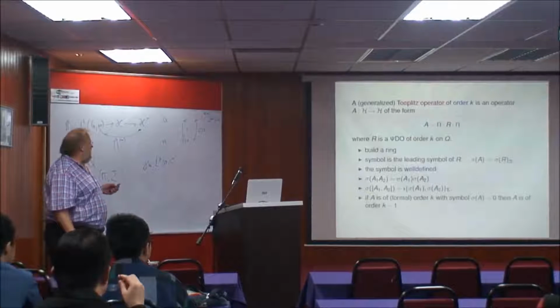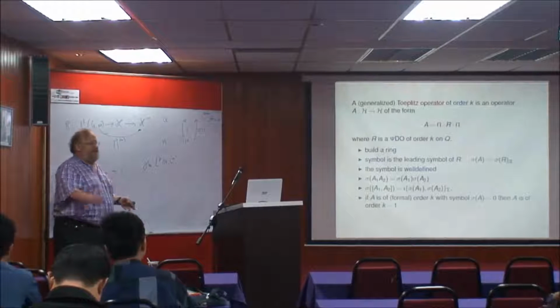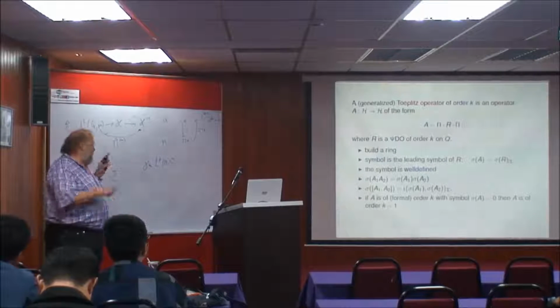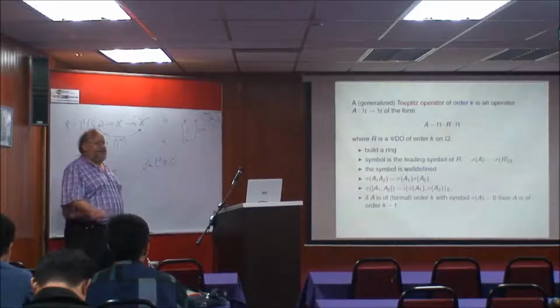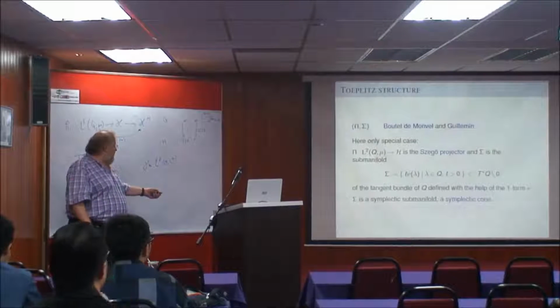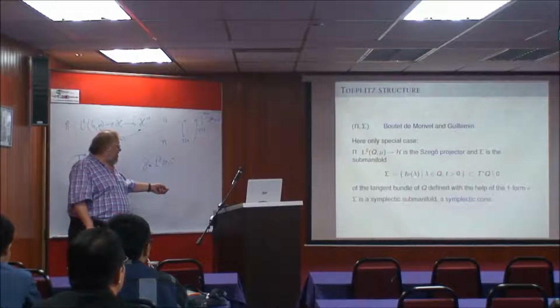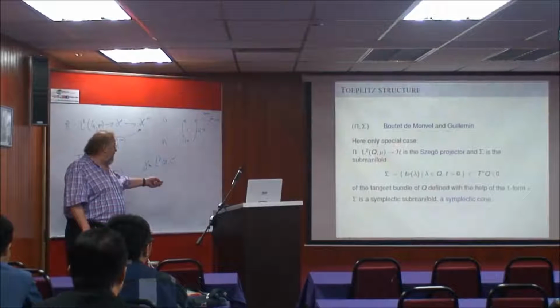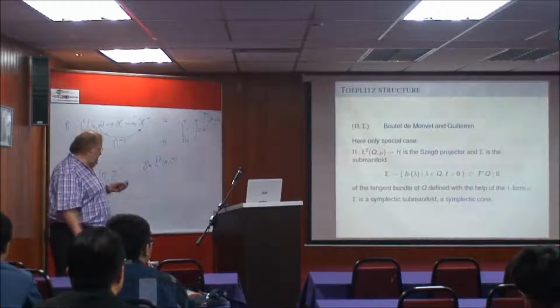Okay, good. Now, this was this Toeplitz structure, and with respect to such a structure, we could forget for a moment about this Toeplitz business. We have just these two data: this projection, and this symplectic cone. The symplectic cone is defined with the help of our nu, which is the contact form of the Q. So this is there.